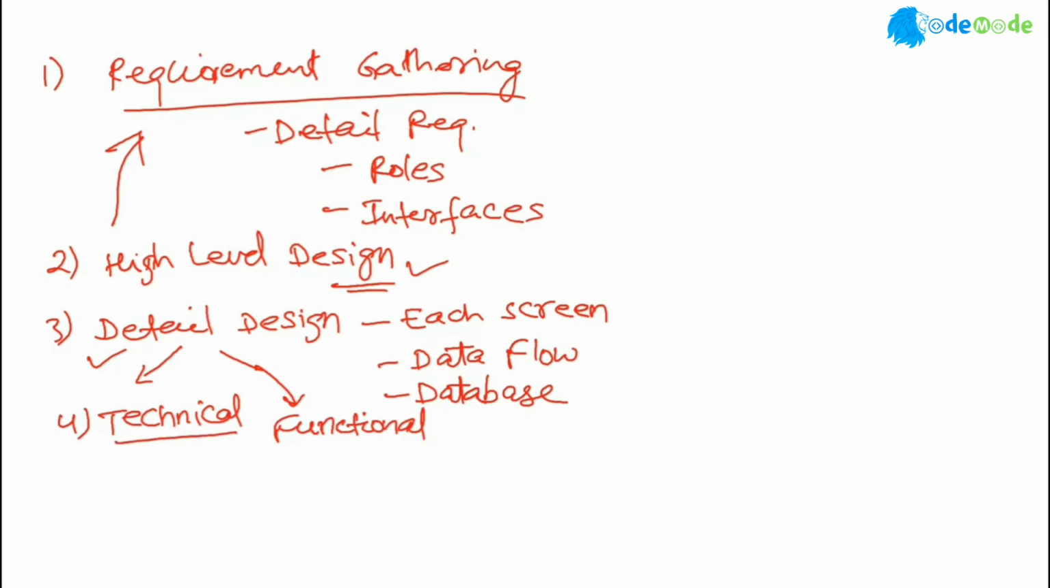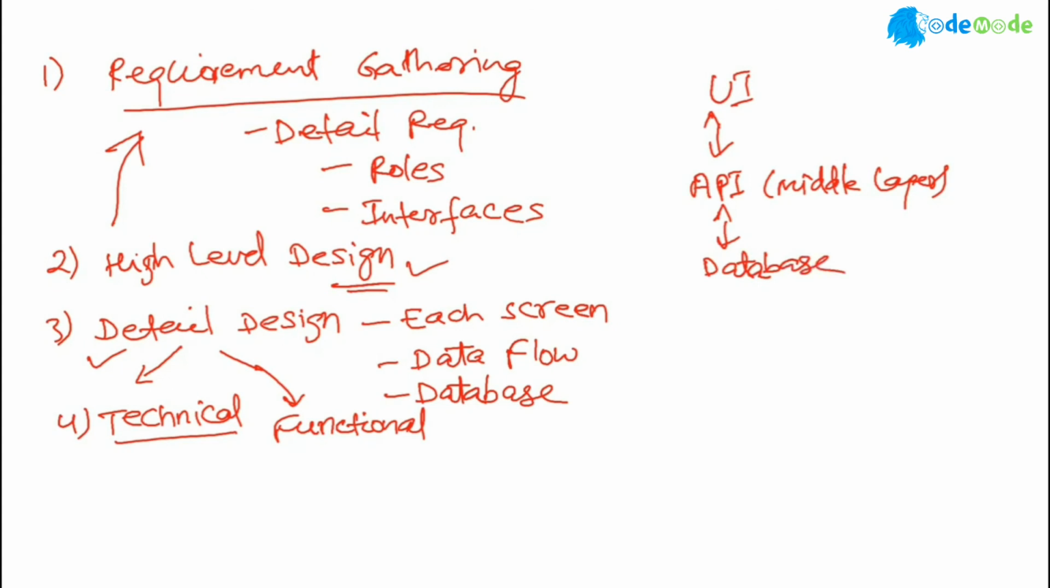Technical design is when you're splitting the whole flow into the user interface, the API, the middle layer, and the database. Any computer system is built like this. You have a UI, you have an API, and you have a database. At a high level, everything is like this. This is all covered as part of the technical design.